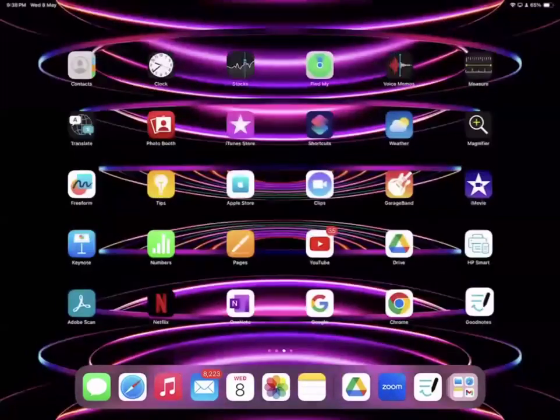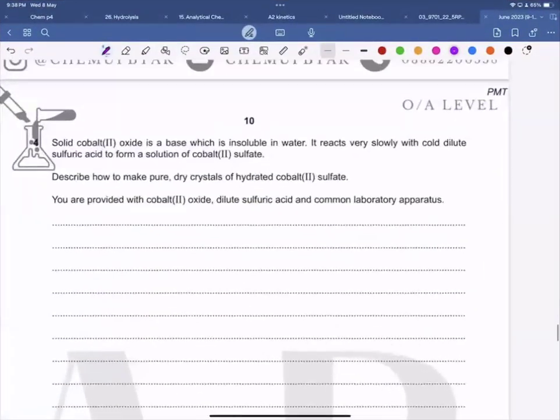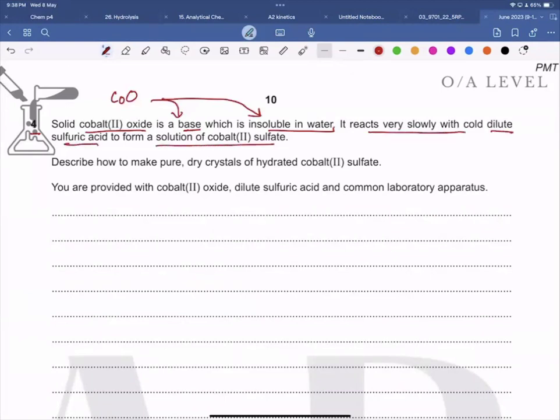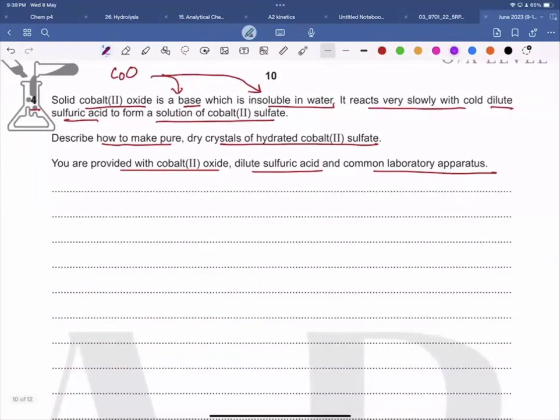Now the next question, the 6 marks question, the one in which you are going to face problems, but I think if you practice, then you can attempt it somehow. Solid cobalt 2 oxide is a base which is insoluble in water. So see, they have told you it's cobalt oxide, a base insoluble in water, that reacts very slowly with cold dilute sulfuric acid to form a solution of cobalt 2 sulfate. Describe how to make pure dry crystals of hydrated cobalt 2 sulfate. You are provided with cobalt 2 oxide, dilute sulfuric acid, and common laboratory apparatus. So see, here they have asked you the complete preparatory method of the salt that you have studied for paper 2.